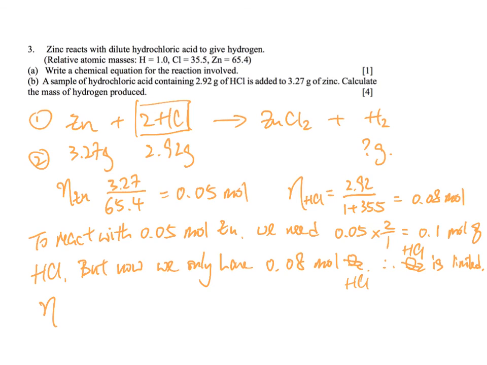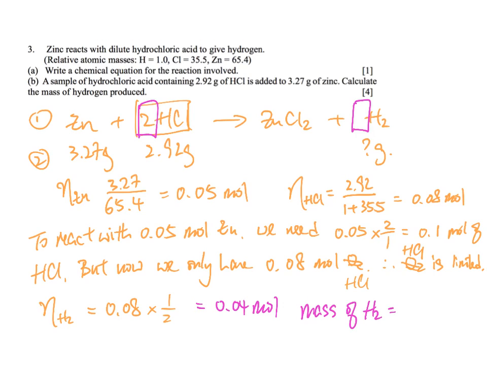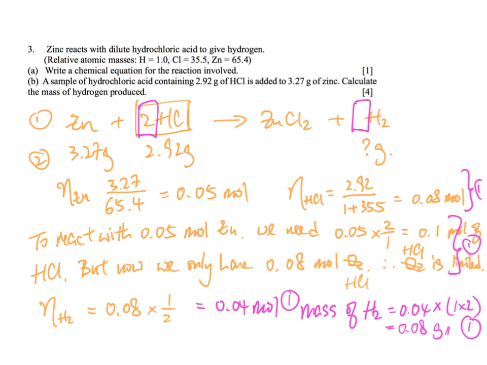So for the H2, we'll then be using HCl to find H2. So you have to divide it by 2 times 1, and then you get 0.04 mole. And then for the mass of H2, you calculate 0.04 times 1 times 2. So this one will be 0.08 gram. 1 mark here, 1 mark here, 1 mark for the statement, and then 1 mark for calculating the number of moles. So total 4 marks here.